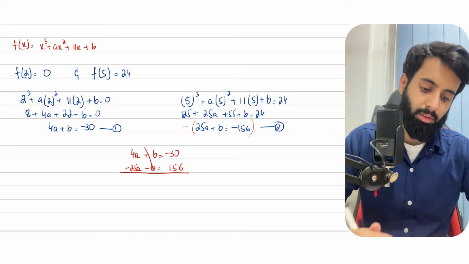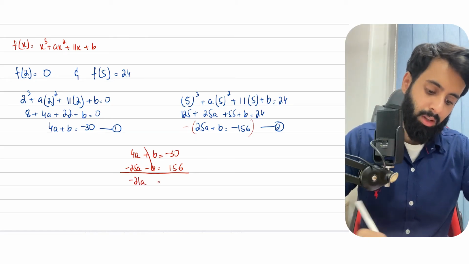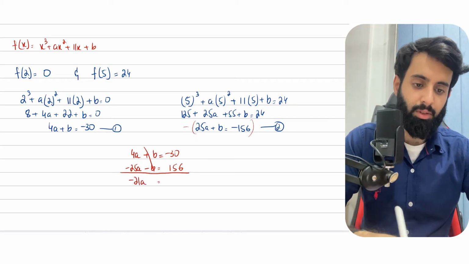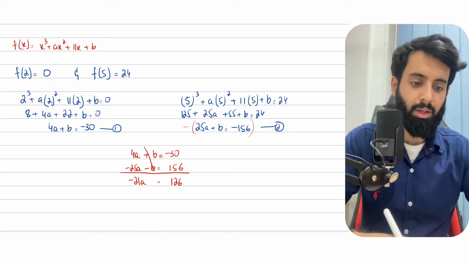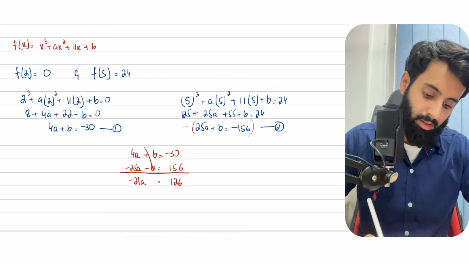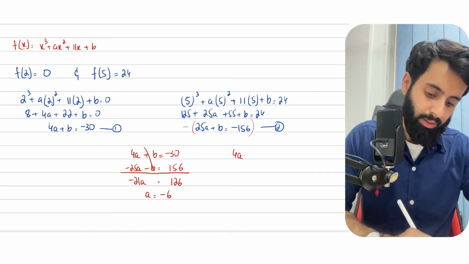Okay, that was the objective. 4 minus 25 is minus 21a, and minus 30 plus 156 is equal to 126. So what's 126 divided by minus 21? So a is minus 6, and now let's find out the value of b.